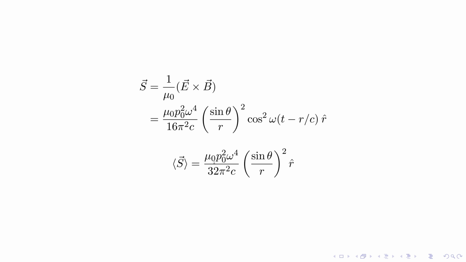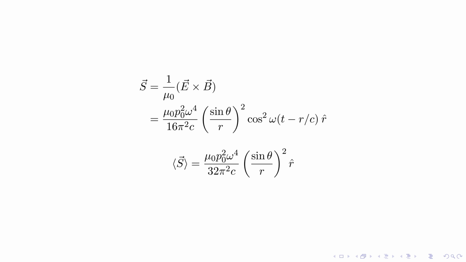Taking the average of that to find the intensity, basically the only thing that's going to change is this cosine, and we know that the average of cosine squared is just 1/2. So we get another factor of 2 in the denominator, and it's still pointing in the r hat direction. Mu naught p naught squared omega to the 4th over 32 pi squared c, sine squared theta over r squared, in the r hat direction, so it's pointing away.